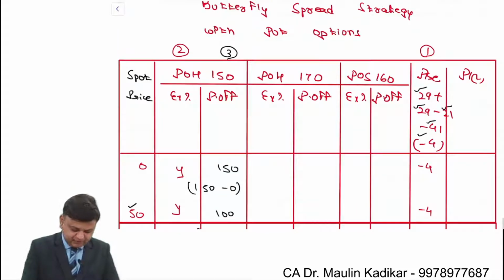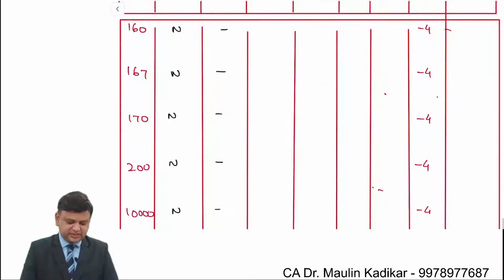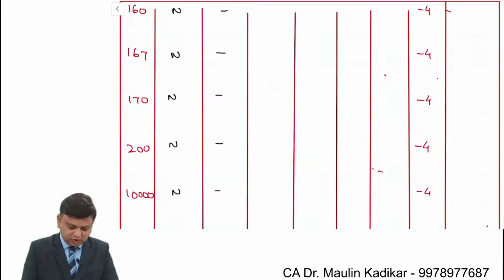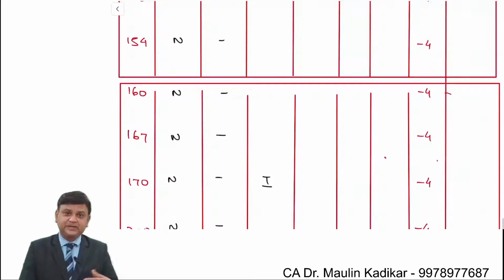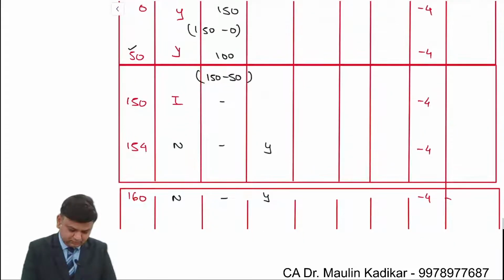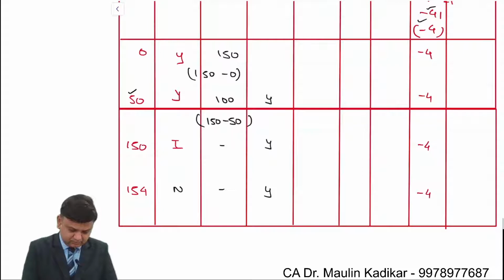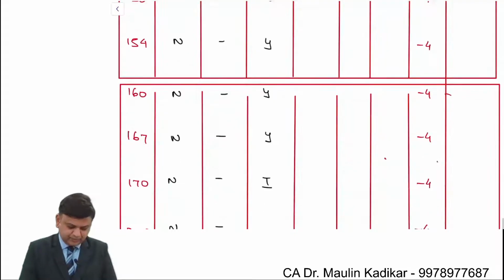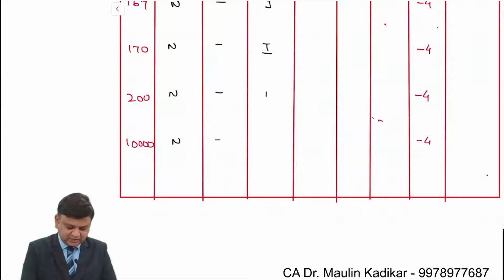Step number 4. I have the right to sell the security at 170. So when the spot is equal to the exercise price, I am indifferent whether to exercise it or not. When the price is less, I will exercise my right. If the price is more, I will not exercise my right.